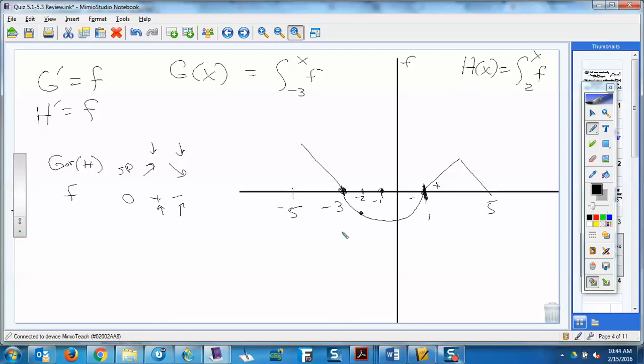So what's big G doing in the beginning here? Anybody? It's increasing. This is little f. Little f is positive, right? Little f is above the x-axis. So what's big G? Increasing, right? So big G is increasing all this time, and then what's it doing here? Decreases a little bit, right?